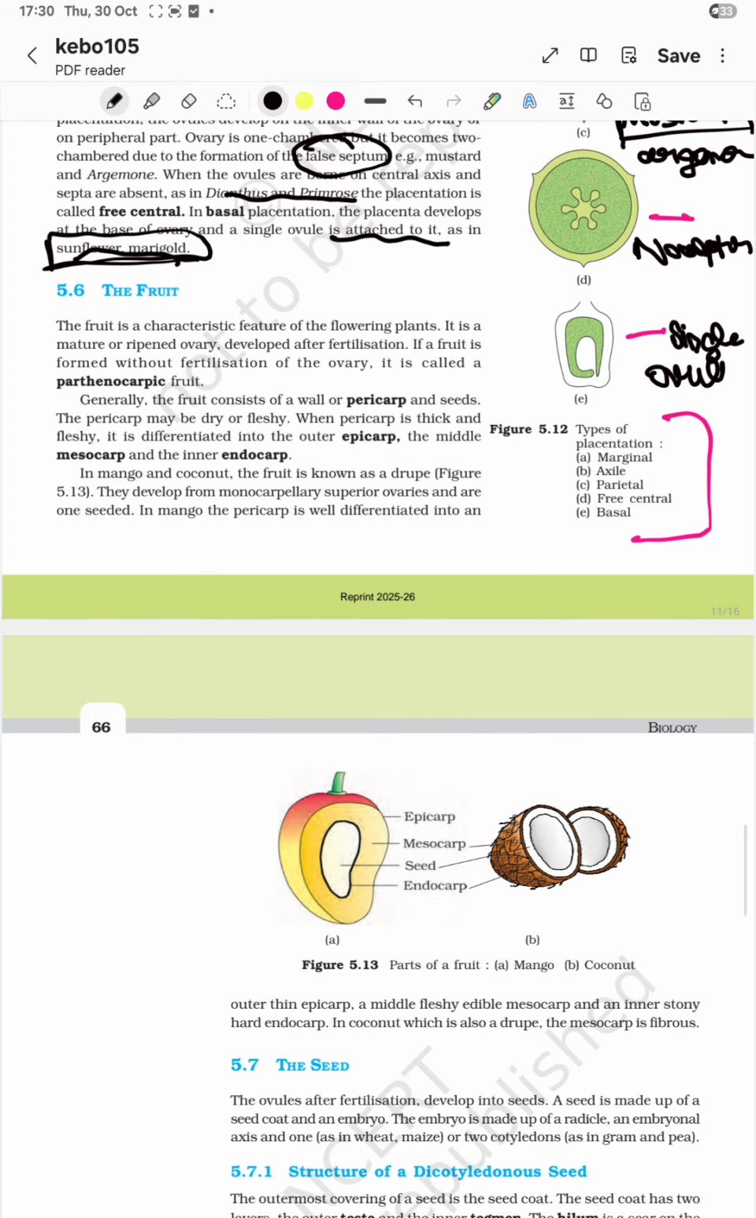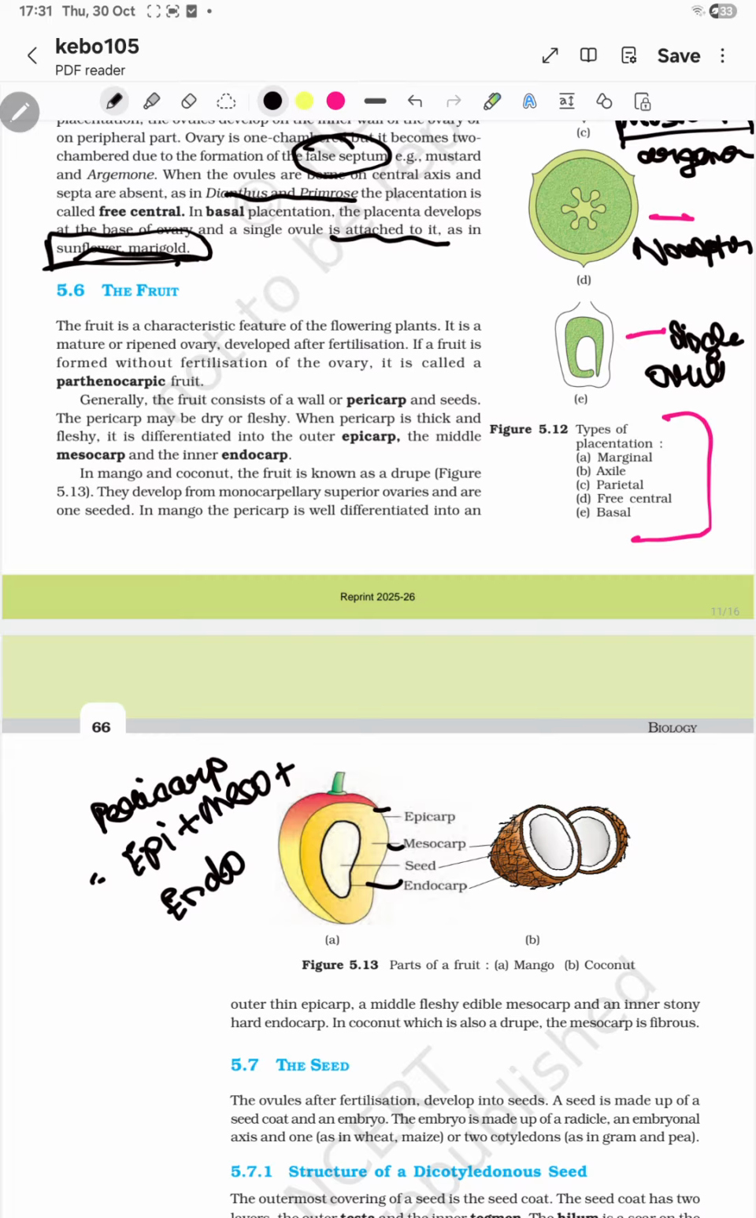Now, we are going to fruit. Fruit consists of 3 parts: epicarp, mesocarp, endocarp. Inside the endocarp is the seed. Epicarp, mesocarp and endocarp together make the fruit wall, which is also called as pericarp. In some places the pericarp may be dry. In some places the pericarp may be fleshy. When it is fleshy, we can see differentiation. When it is not fleshy, we cannot see differentiation.